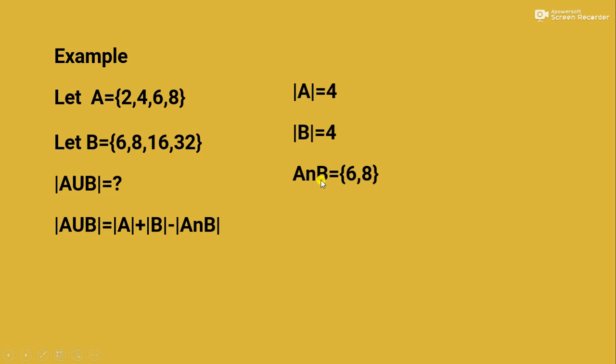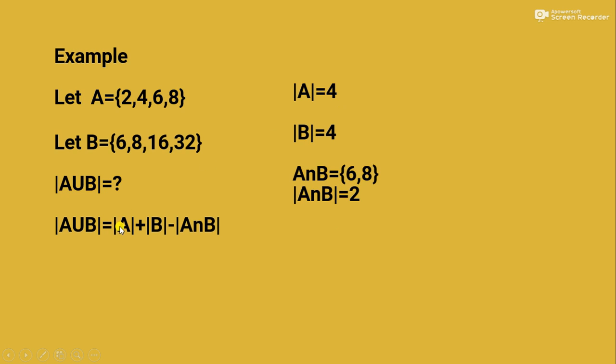Now we need to find A intersection B. A intersection B means the elements which are present in both sets. 6 is present in set A as well as set B, and 8 is also present in both A and B. 16 is only present in set B, not in set A, and 32 is also present in B but not in A. So the common elements between A and B are 6 and 8. So A intersection B equals {6, 8}. Therefore the cardinality of A intersection B is 2, because we have a total of 2 elements in A intersection B.